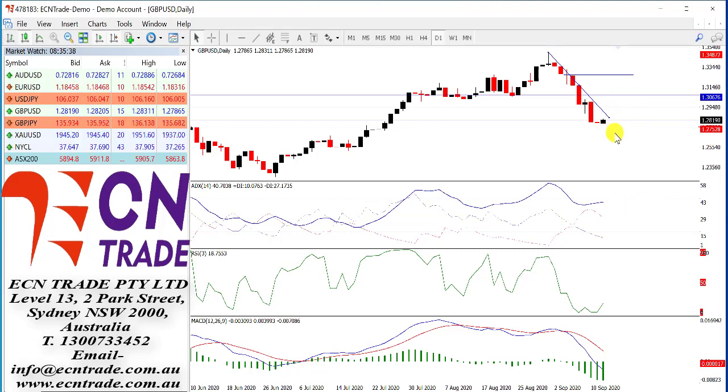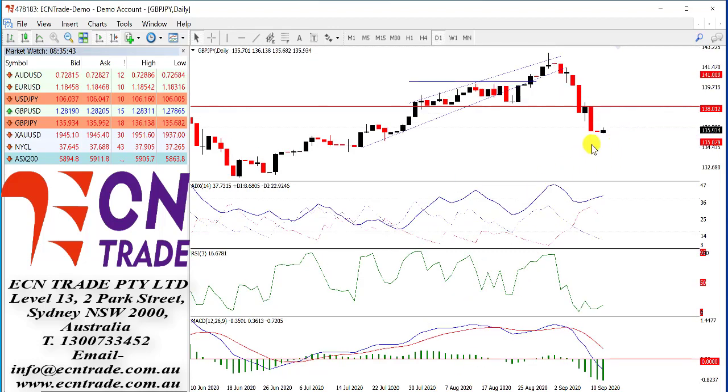However, if we close under 127.5, then that would give further exposure down to the 125 region, and therefore would see the sterling yen fall even further, not to 135 but to about 132. So keep an eye on that and continue to adjust your stop losses and take profit according to your risk management.